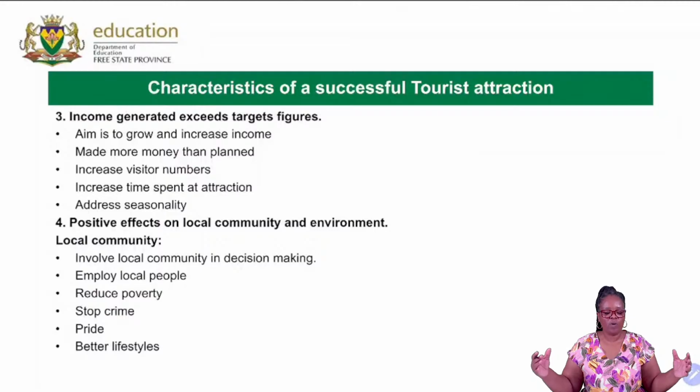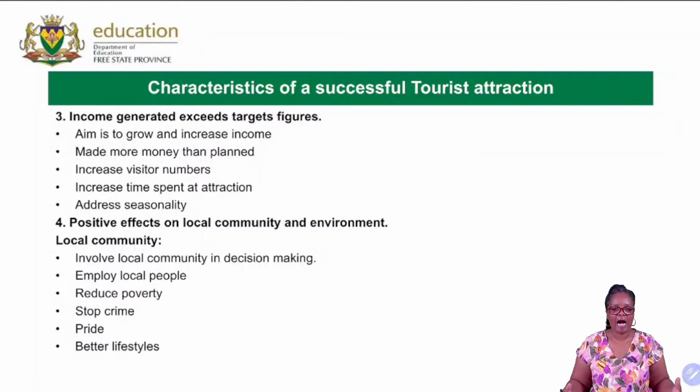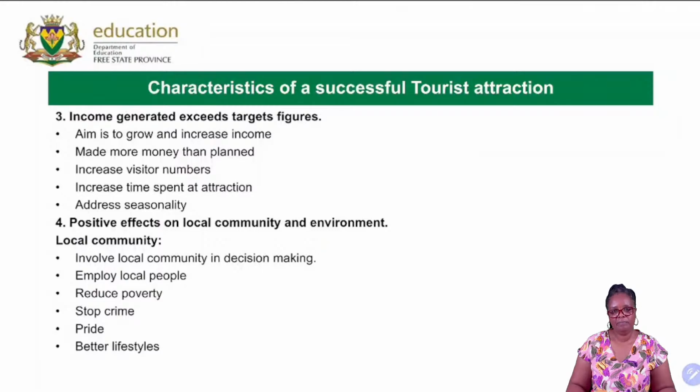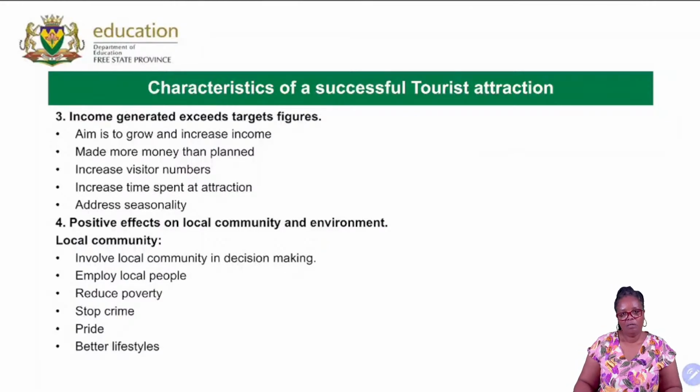So you have to aim on how to increase, how to grow the income. And I've said that here you are making more money than the one that you have planned before. And how can you get money from the attraction?